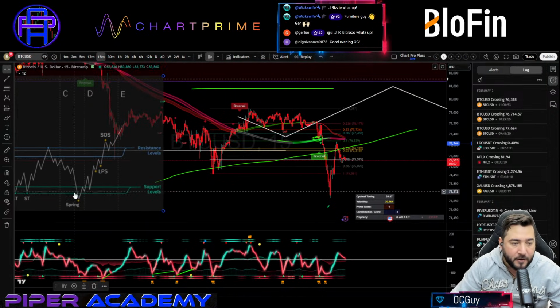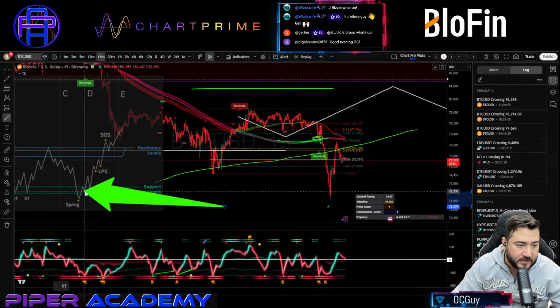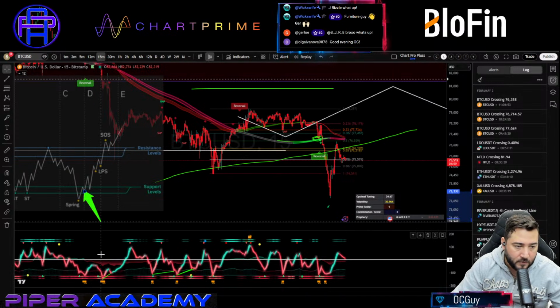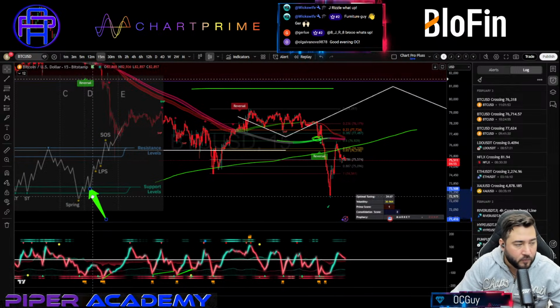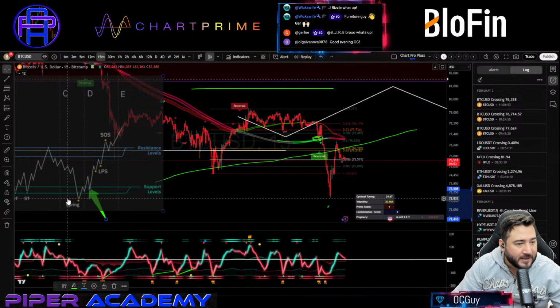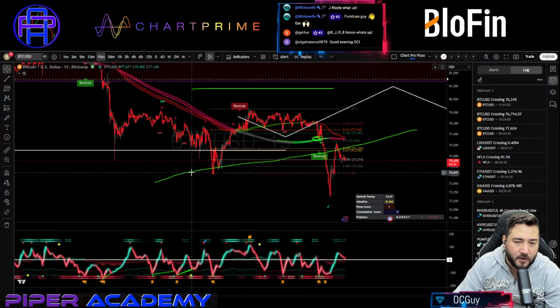There it is. Our entry after the spring needs to be either on this low right there, or in this low right here, right after the acceptance back inside the range. So let's get started there with the range. So far, this trend has not completely failed, because look at that breakout, big body candle.